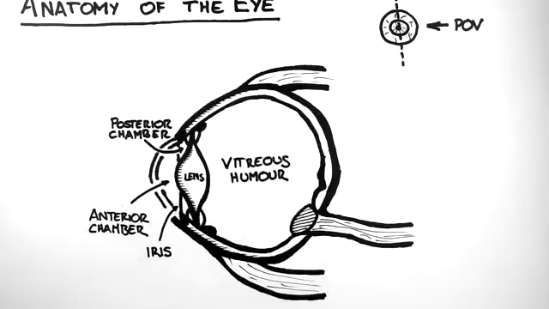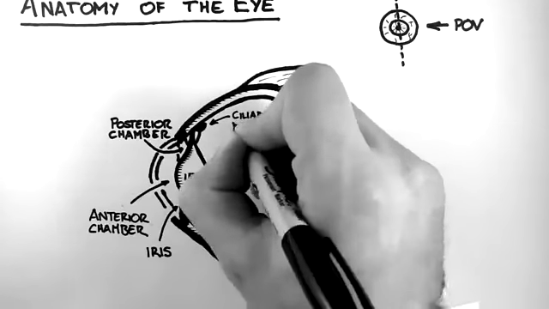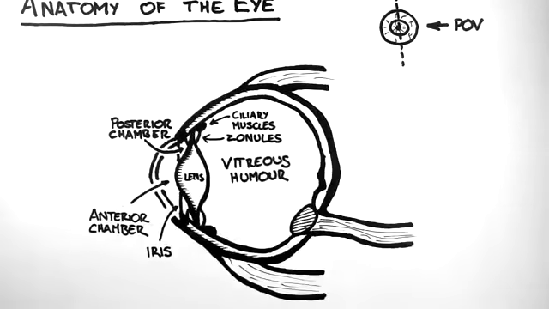Holding the lens in place, we have tiny ciliary muscles, which attach to zonules, small fibrous strands of connective tissue that attach to the lens. By contracting and relaxing, the ciliary muscles and zonules change the shape of the lens to help the eye focus.